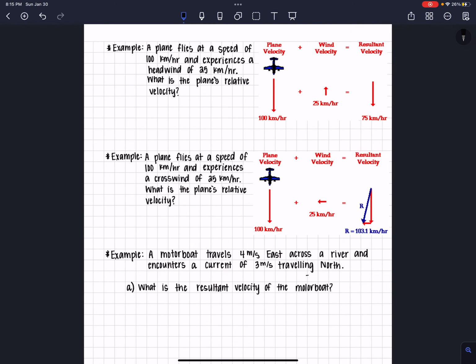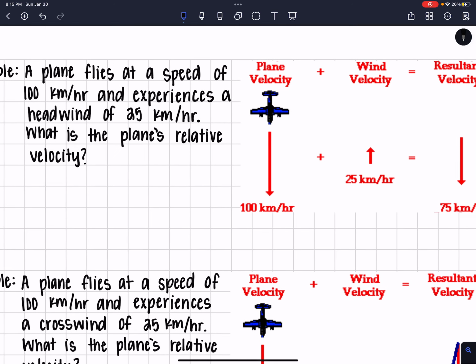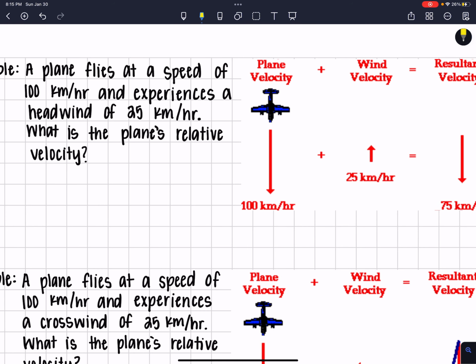So let's do a different example. Let's say that instead of a tailwind, this plane was experiencing something called a headwind. Well, a tailwind works in the same direction that the plane is going. It propels it and pushes it forward. A headwind does the opposite. A headwind opposes the plane's motion. It's in the opposite direction.